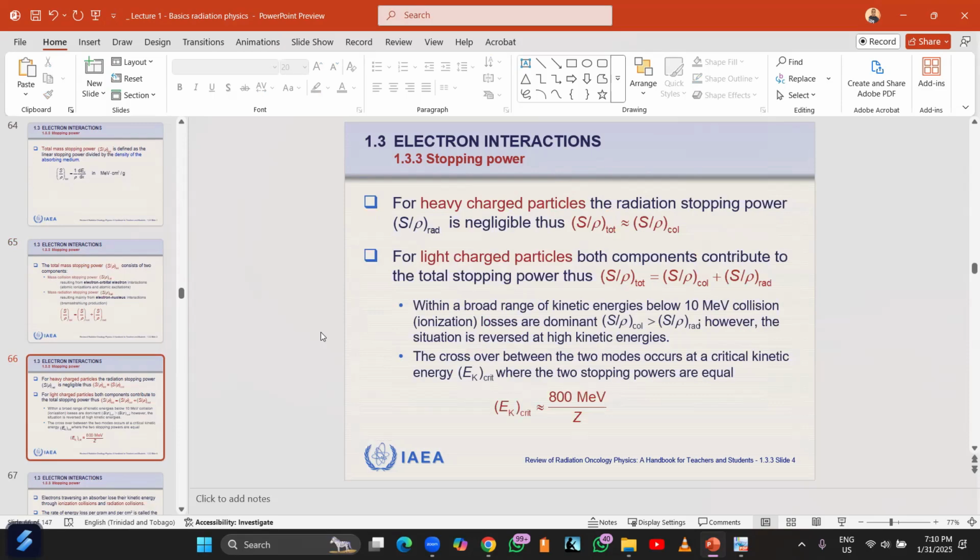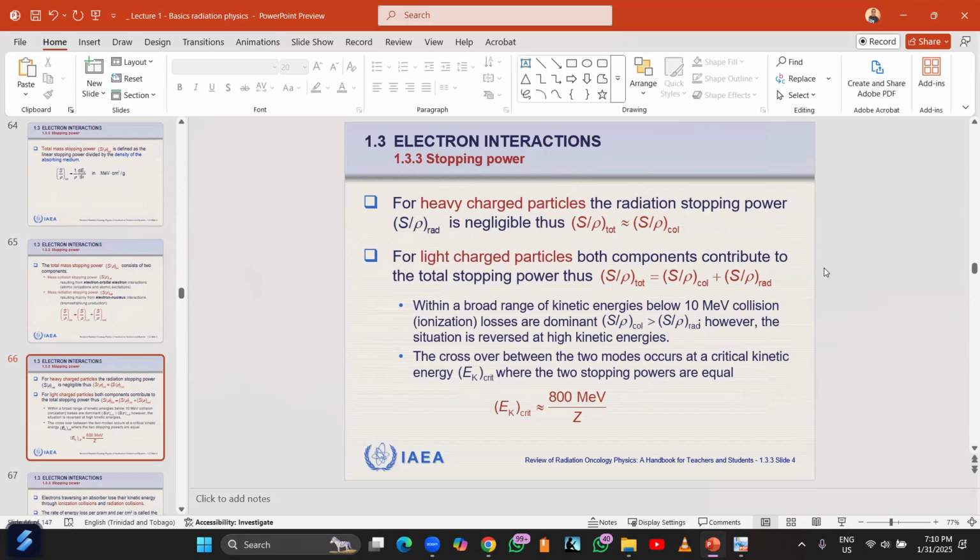All right. For heavy charged particles, for example, if we look at alpha particles, these are considered to be heavy charged particles. Neutrons are not charged particles. Electrons are not heavy. So we mostly look at things like alpha particles, and also there are other heavy particles like carbon.